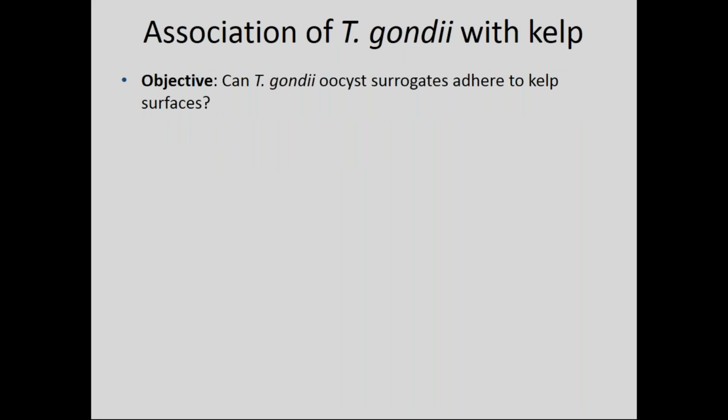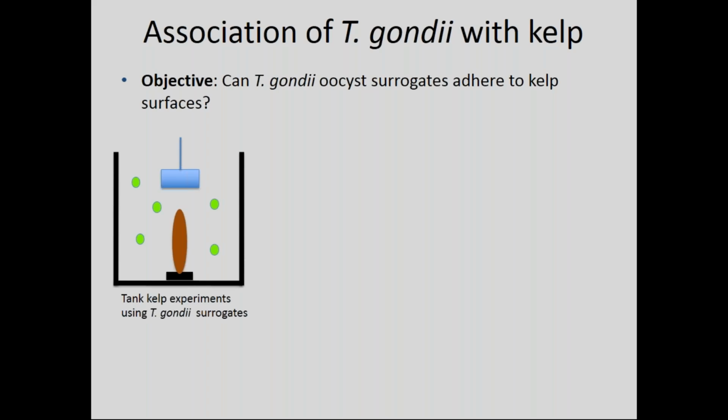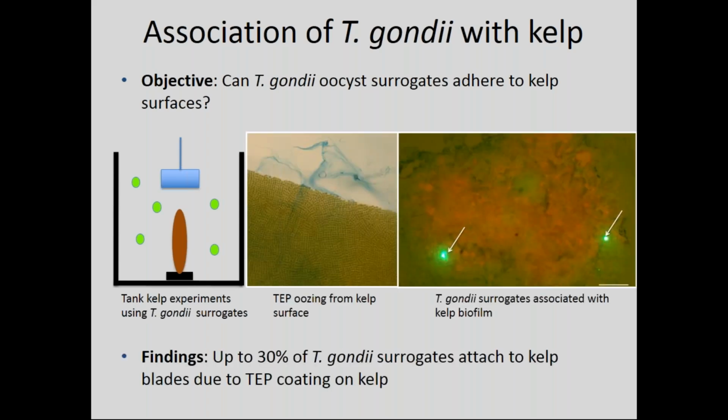So Karen looked to see if T. gondii oocyst surrogates could adhere to kelp surfaces, and found that yes, they do. Up to 30% of the surrogates that were released in these experiments did attach to kelp blades that were coated with TEP.